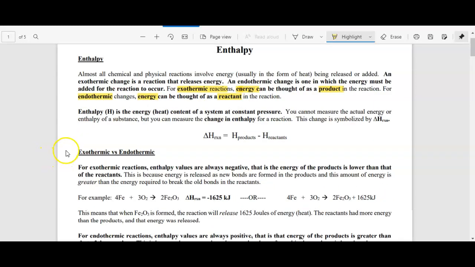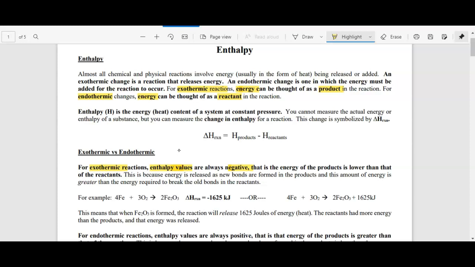Exothermic versus endothermic. For exothermic reactions, enthalpy values are always negative. That is, the energy of the product is lower than that of the reactant. So what I'm going to do here is highlight exothermic reactions. Enthalpy values are negative. Exothermic has a negative delta H. So the energy of the products is lower than that of the reactants. Remember, heat is given off in an exothermic reaction. So that's what's happening. The energy is going to be lower in the product because heat has been released.